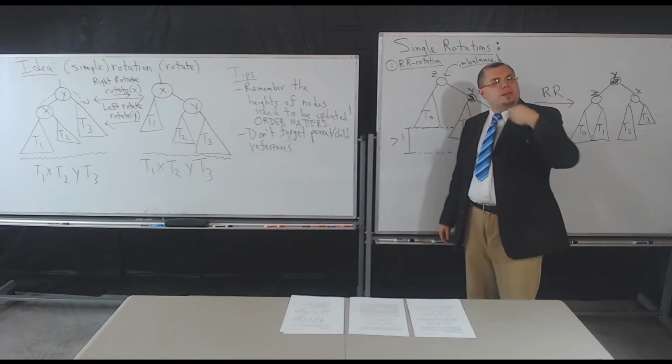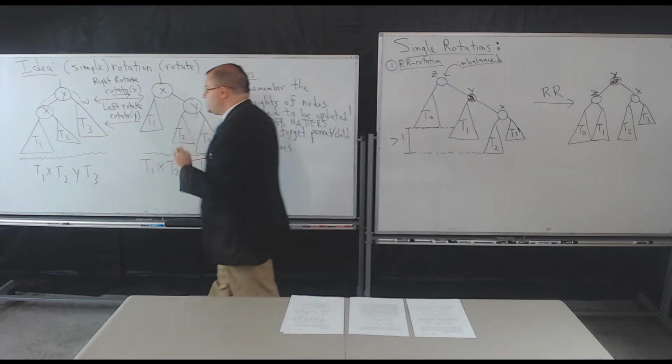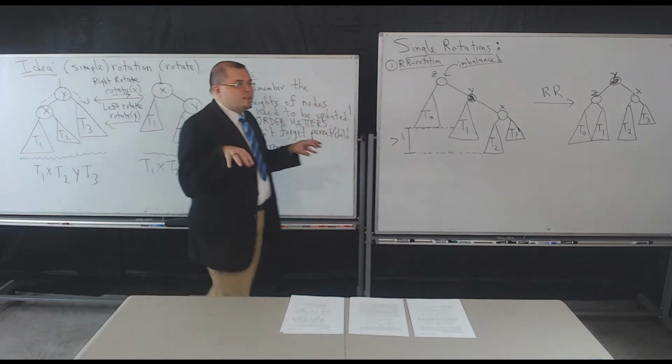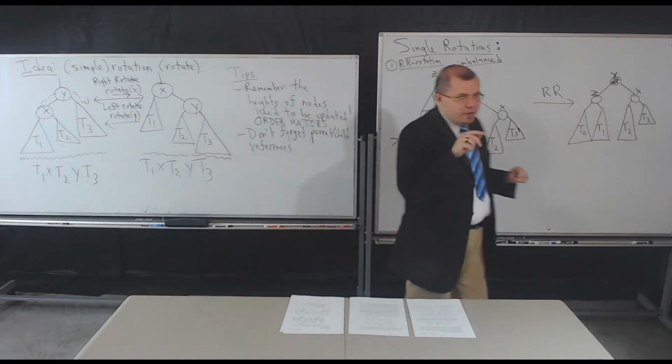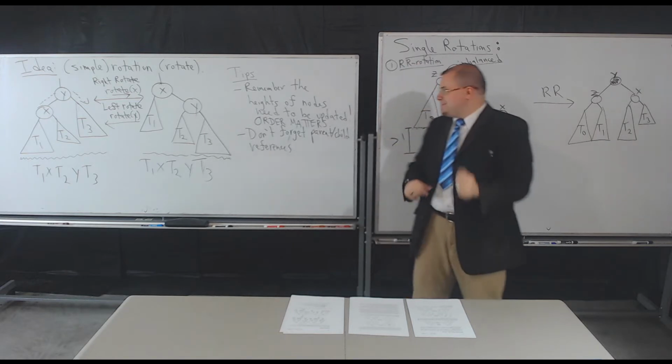Remember, an AVL tree must maintain the height balance property. The height balance property is that the trees rooted at the children of a given node, their heights cannot differ by more than 1, right?